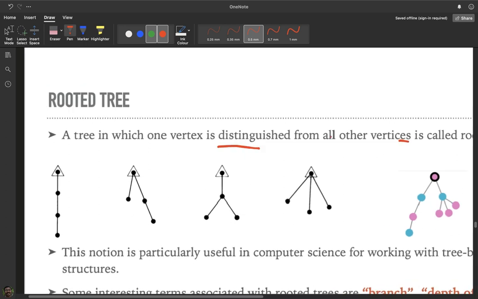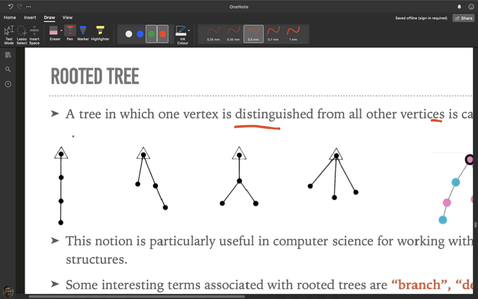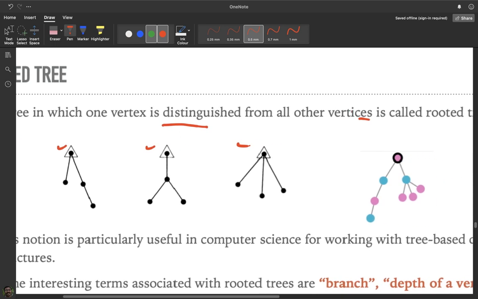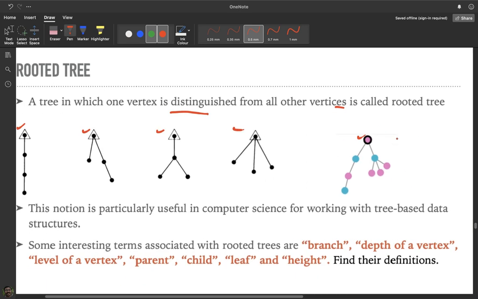For example, if you can see these diagrams here, this vertex in this diagram is marked as important, so that's a rooted tree. And again, this vertex here is very important, that's called a rooted tree. We have made a special marking there. All these vertices have been marked distinctly in that graph, so they are rooted trees. And similarly, this vertex here is marked distinctly, so it's a rooted tree. Basically these vertices are special.